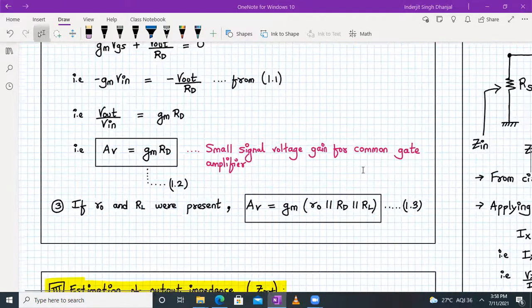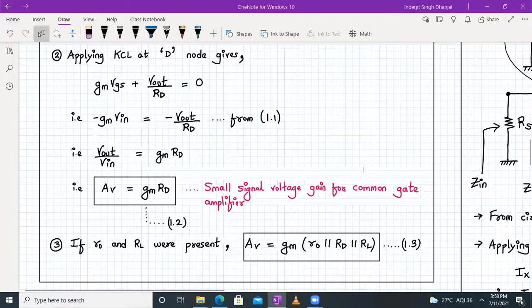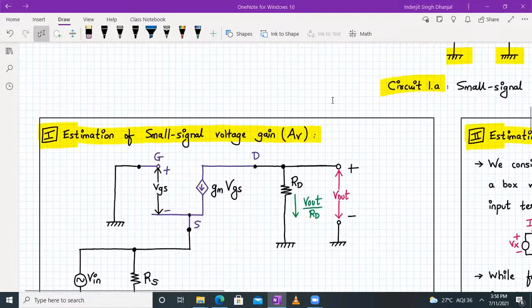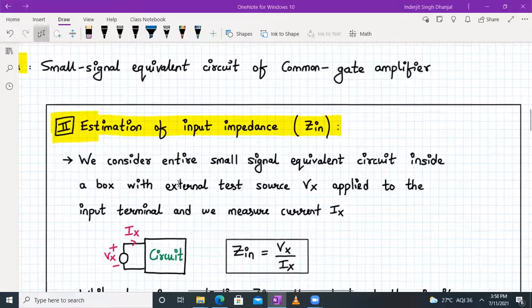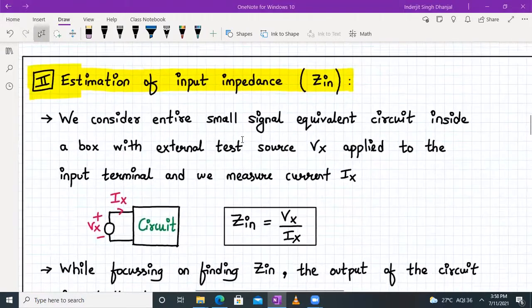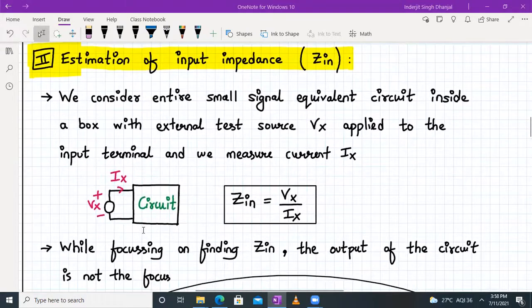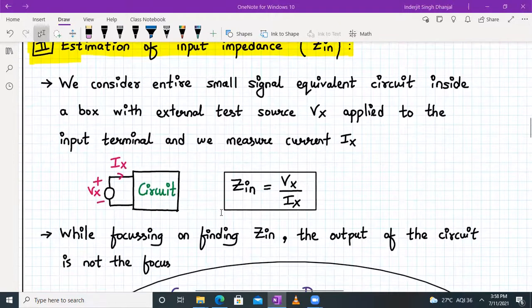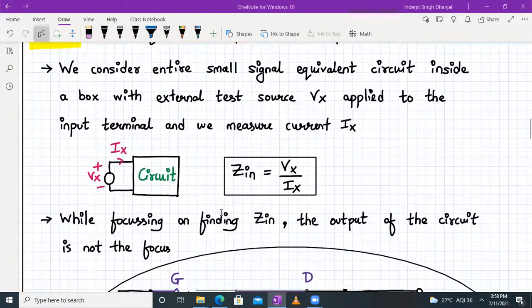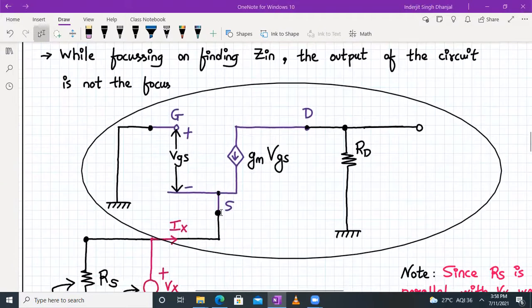Now, let's next look into the estimation of the input impedance. For estimating input impedance Zin, we have to consider the entire small signal circuit inside the box. We apply the external test source Vx to the input terminals, and we measure the current Ix. So your input impedance will be Vx divided by Ix. One thing to note is that while focusing on the input impedance, the output of the circuit is not the focus, so we can neglect what is connected at the output.